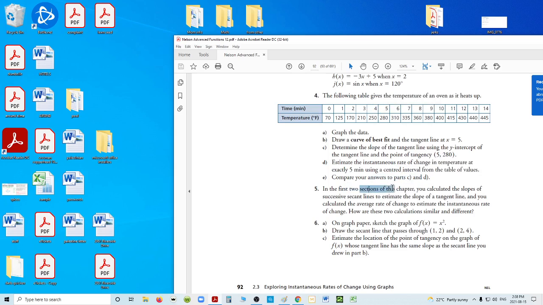Yeah, we did. In the first 2 sections of the chapter, you calculate the slope of successive secant lines to estimate the slope of the tangent, and you calculate the average rate of change. How are these 2 calculations similar and different? I'm not sure what they're asking, but the closer your dots get to the actual dot on either side of it, the more accurate your instantaneous rate of change guess is.